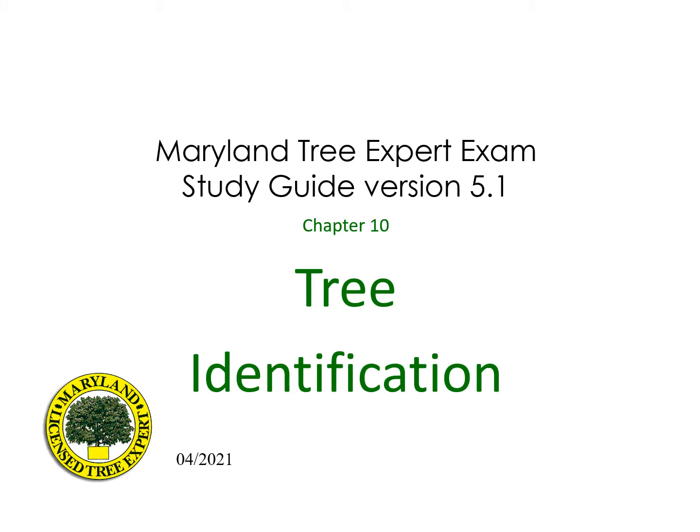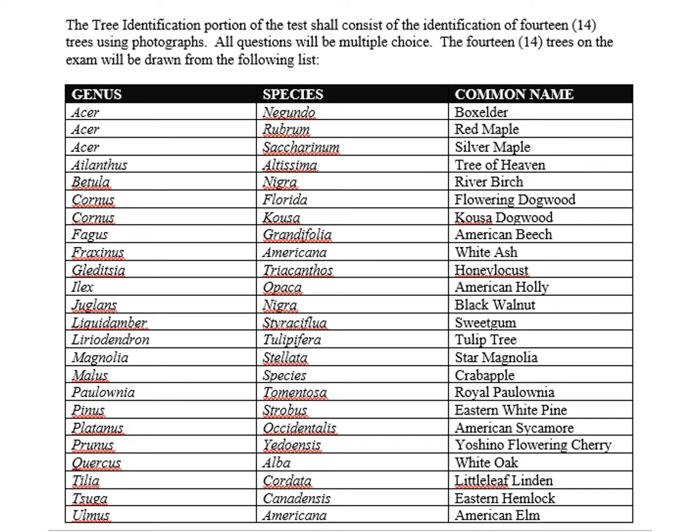Maryland Tree Expert Exam, Study Guide version 5.1, Chapter 10, Tree Identification. Chapter 10 of the Maryland Tree Expert Exam Study Guide version 5.1 consists only of the following table of tree species. The tree identification portion of the test consists of the identification of 14 of these trees using photographs. All questions are multiple choice. The 14 trees will be drawn from the following list, so the remainder of this PowerPoint will go over tips and resources to use to learn tree identification.